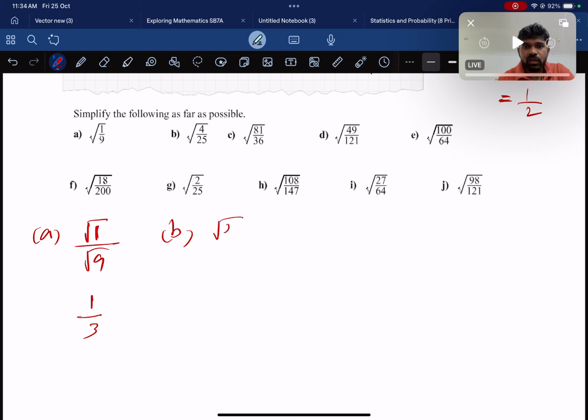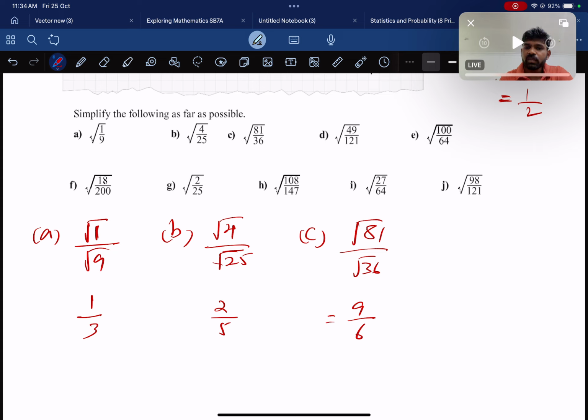Part B, we can write it as root of 4 divided by root of 25. So we can write root of 4 as 2 and root of 25 as 5. Okay, so part C, we can write root of 81 divided by root of 36, where root of 81 can be written as 9 and root of 36 can be written as 6. But here a little bit of simplification we can do, that is 3 times 3 is 9, 3 times 2 is 6.